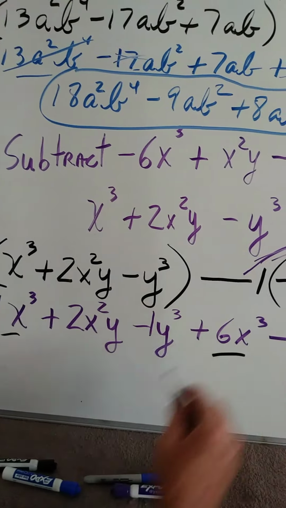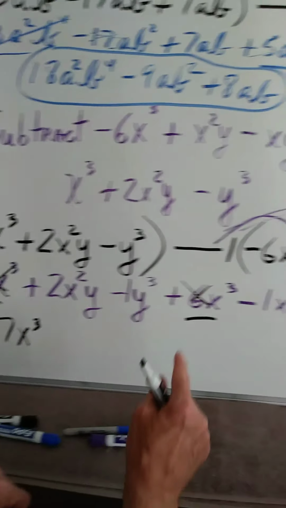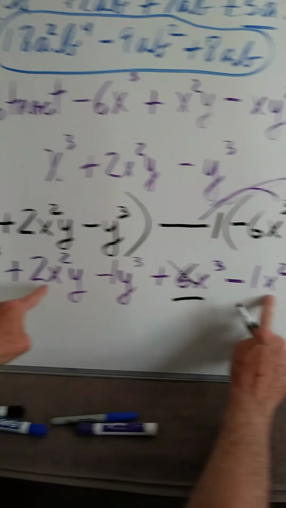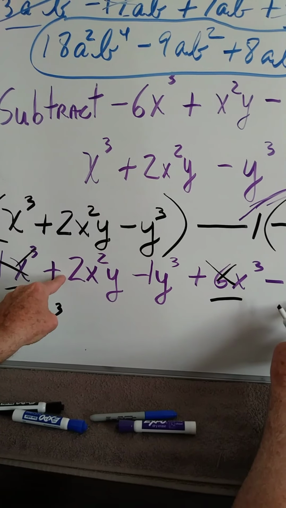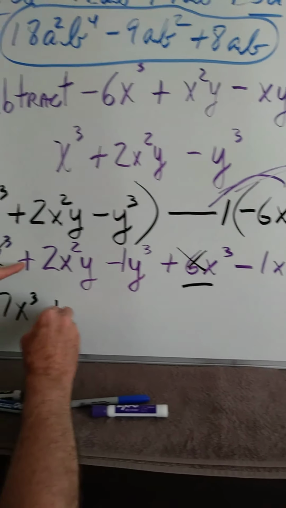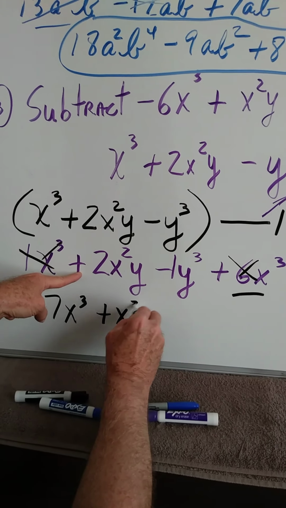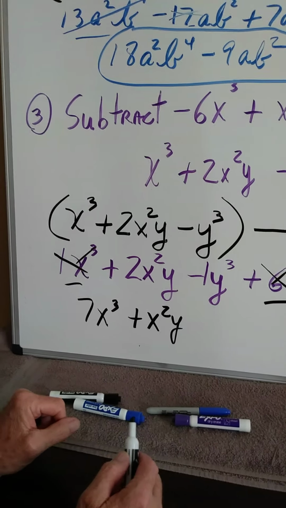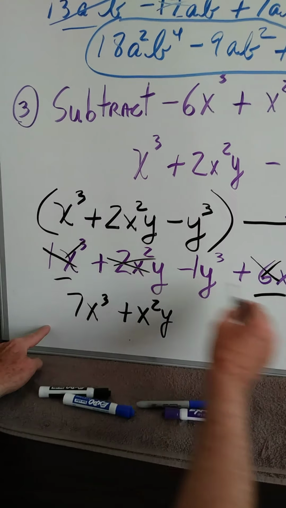Let's just go right in order. There's an x squared y. There's another x squared y. They're friends. Positive 2 coupled with a negative 1, a positive 1x squared y. If you want to show the 1, you show it. It takes care of those.